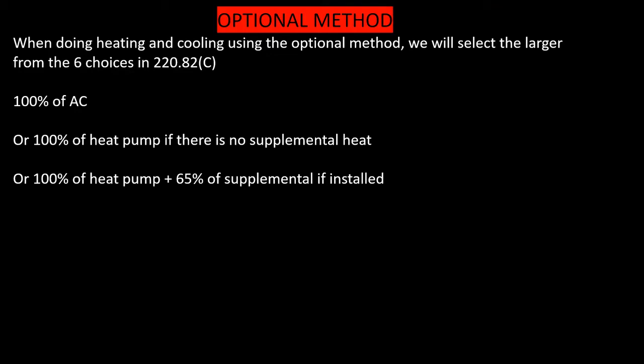I love the way the optional method does it. It makes it very clear. So I'd factor in the heat pump, whatever that was, and then I would take the heat strip and I would do it at 0.65, and that's going to be my total. And if it's larger than any one of these other calculations, then that would be the one that I would select.